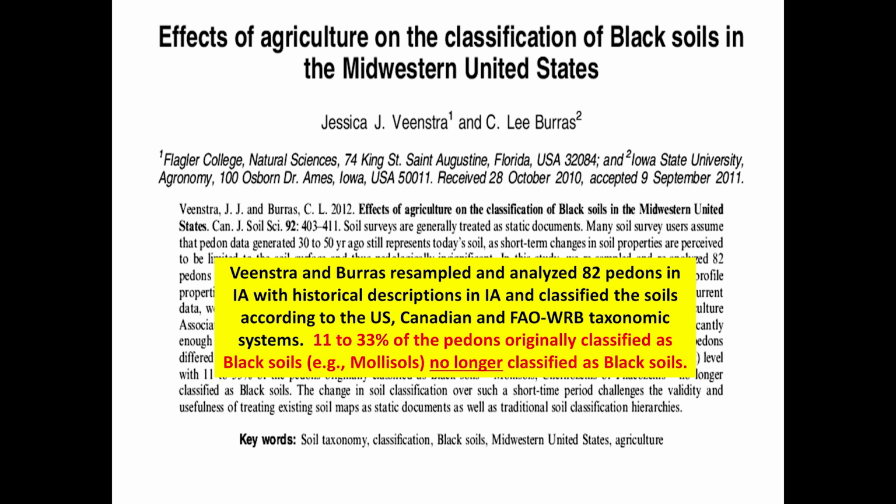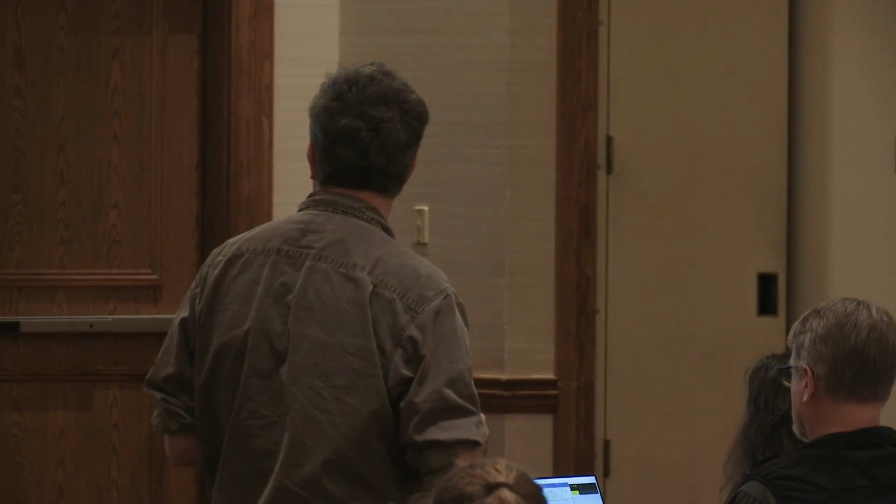They found that 11 to 33% of the pedons that had been mapped as black prairie soils actually no longer even qualified as black prairie soils. Of course, the 11 to 33% is because there were 3 different systems they were looking at, but a substantial number, as much as a third of the soils that were mapped as black prairie soils, no longer qualified as black soils. That's obviously not progress.